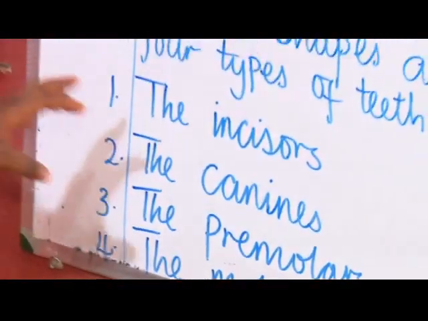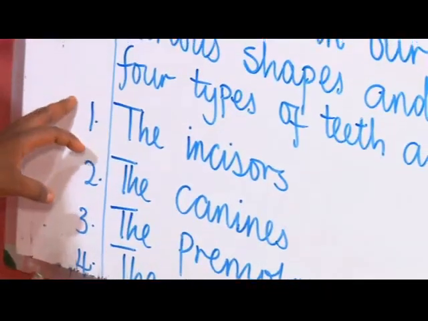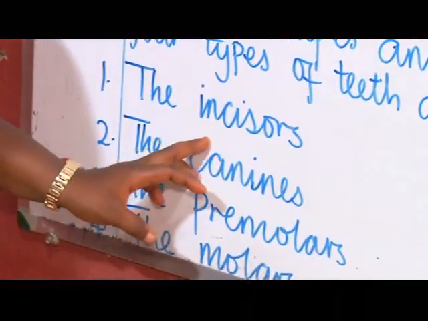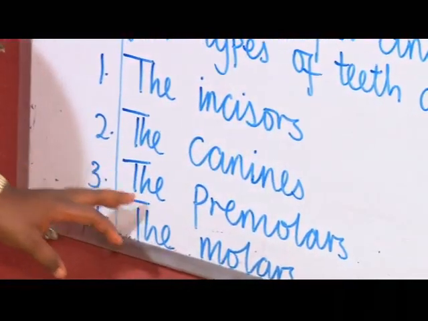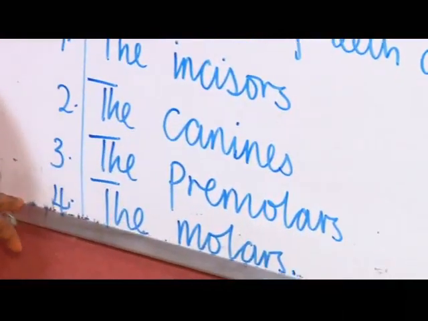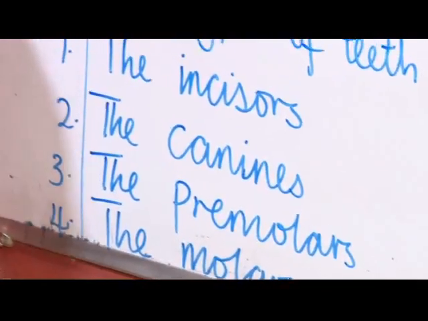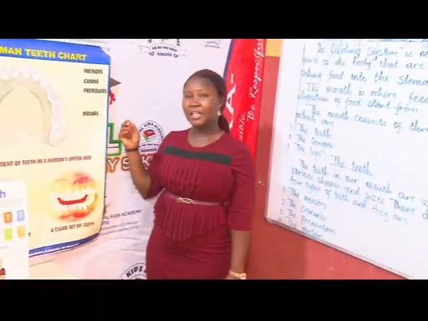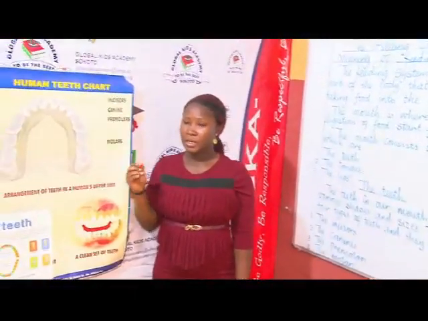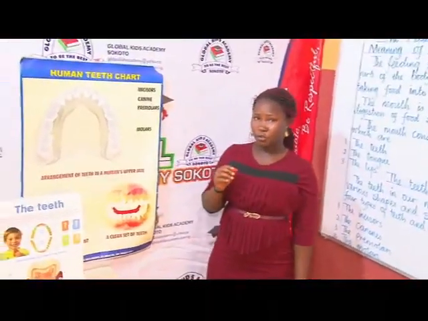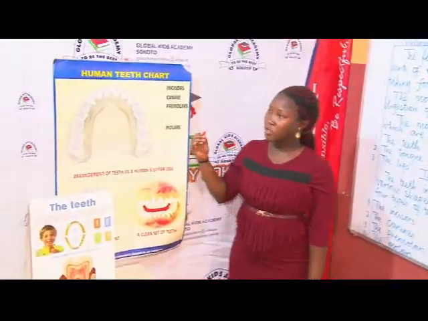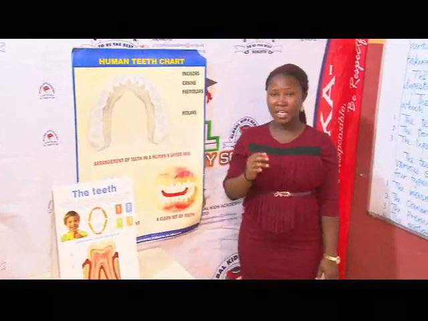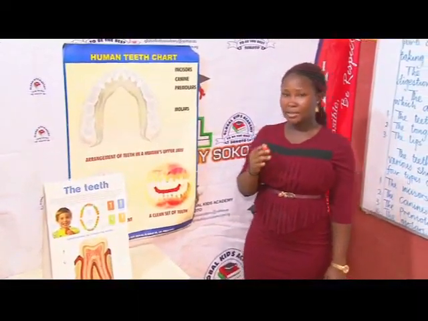Pupils, please repeat after me. We have number 1, the incisors. Number 2, we have the canines. Number 3, we have the premolars. And number 4, we have the molars. Now, for the human teeth, we have the left-hand side of the jaw, and we have the right-hand side of the jaw. The same number of teeth you have in the left-hand side is the same number of teeth you have in the right-hand side.